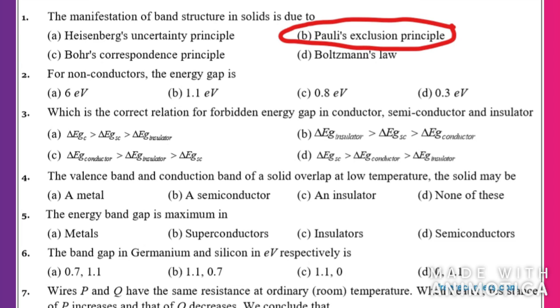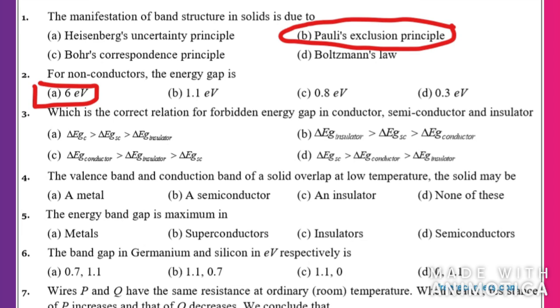So let's start with the second one. For non-conductors the energy gap is very large, that is, for insulators it is about 6 electron volt. The right option is A.